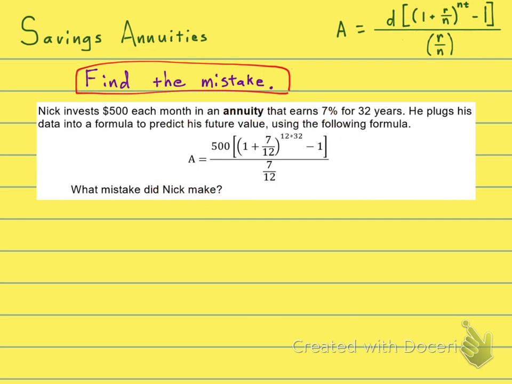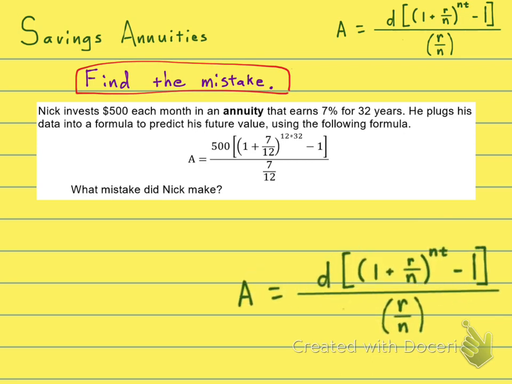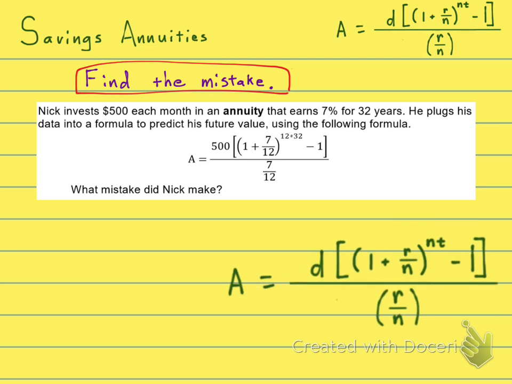I'm going to label the things that I know and I'm going to plug them in myself, and then I'll be able to find the difference. So here's my formula right here. And let's read the problem. Let's find out what we know. Okay, Nick invests $500 each month. Okay, so that is the D. That is his deposit. His monthly deposit is $500.